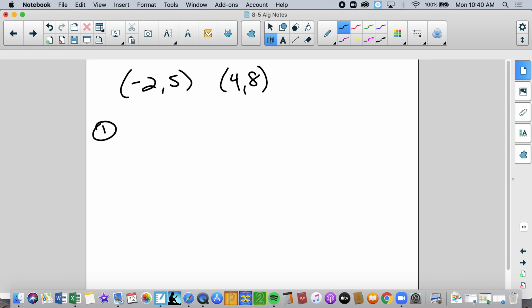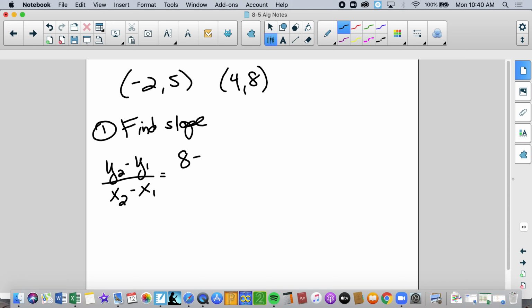So the first thing we want to do is find the slope of the line. We're going to use the equation y sub 2 minus y sub 1 divided by x sub 2 minus x sub 1. And remember, the 2 and the 1 talk about points. That's the y value in the second point. What's the y value in the second point? 8 minus the y value in the first point, which is 5, divided by the x value in the second point, which is 4, minus the x value in the first point, which is negative 2.